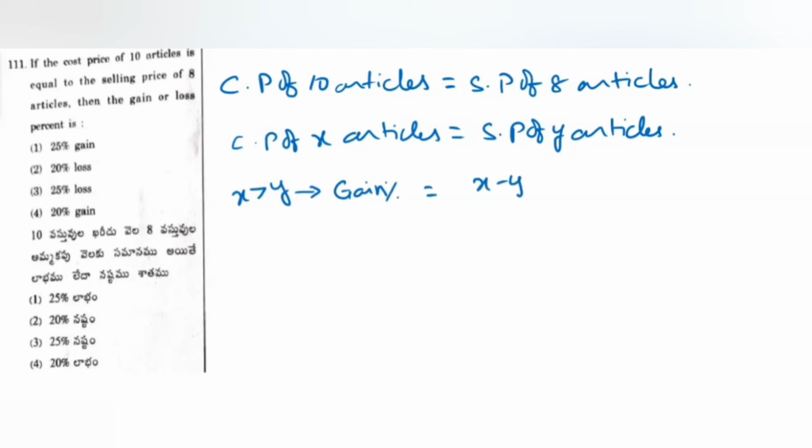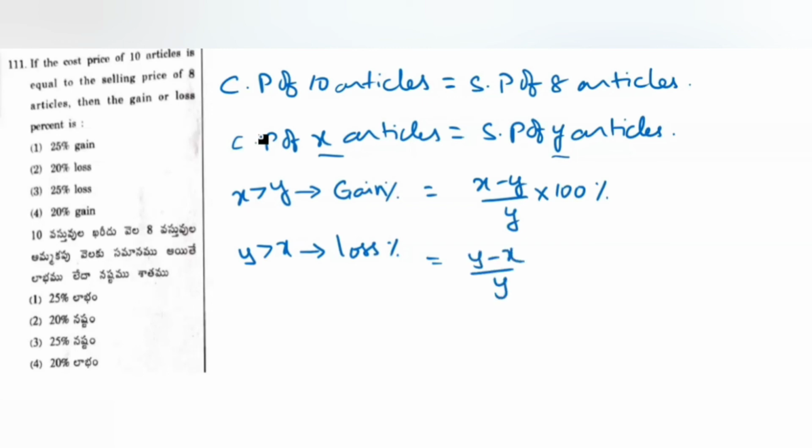X minus Y by Y multiply with 100%. So same in this case, this only you should apply. For example, sometimes the CP of a smaller number of articles is obtained by selling a larger number of articles, then it is definitely Y greater than X, and definitely it will be a loss. So loss percent is given by, in that case you have to apply the formula (Y minus X) by Y into 100. So whichever is bigger, that minus the smaller, that you remember.